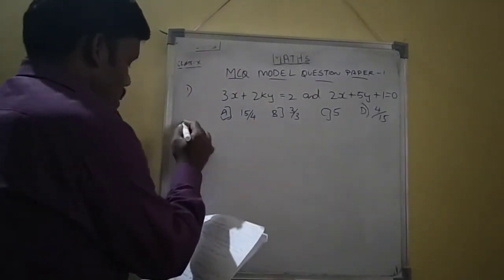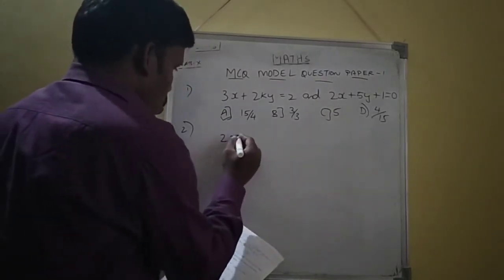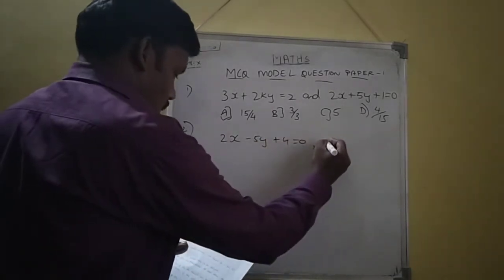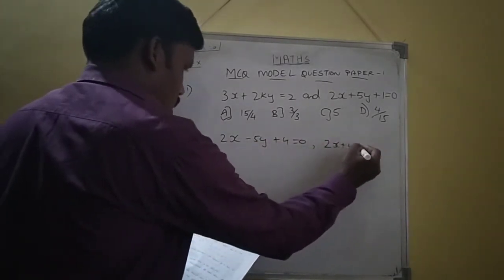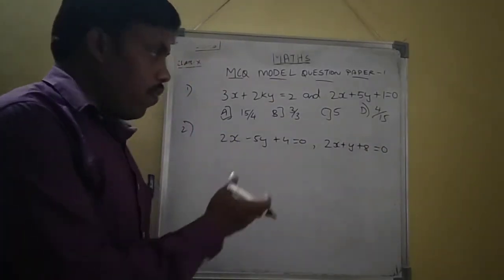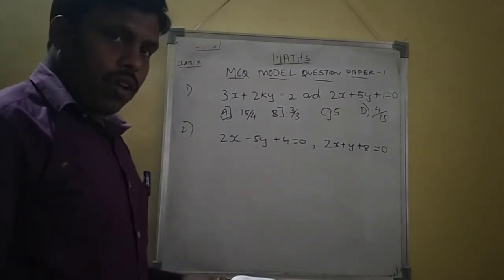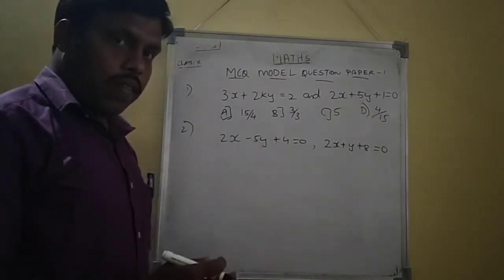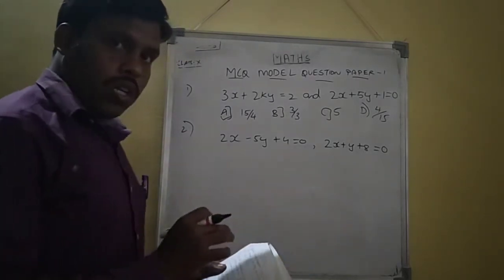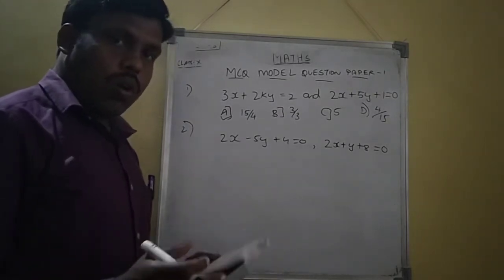The second question is, again, the pair of linear equations are given as 2x minus 5y plus 4 is equal to 0 and 2x plus y plus 8 is equal to 0. How many solutions does it have? First, same thing as the first problem, we took ratios. After finding ratios, we should check how many solutions it has. They gave options: exactly 2 solutions, infinitely many solutions, a unique solution, or no solution at all.